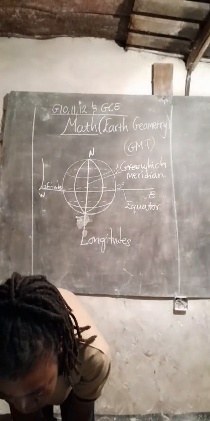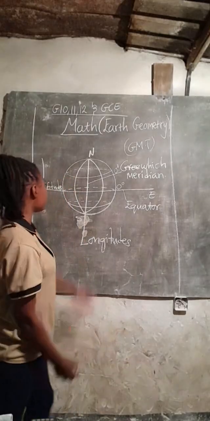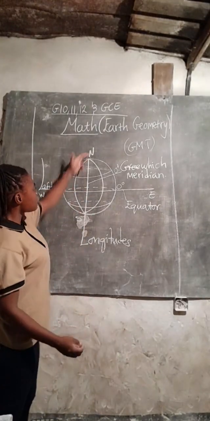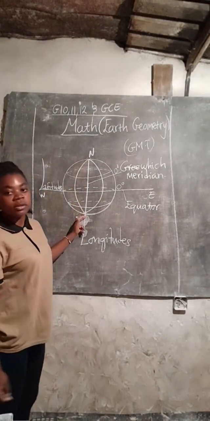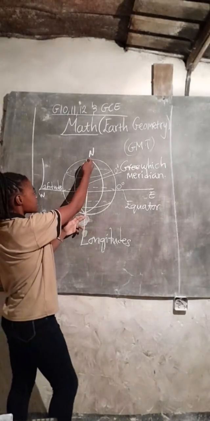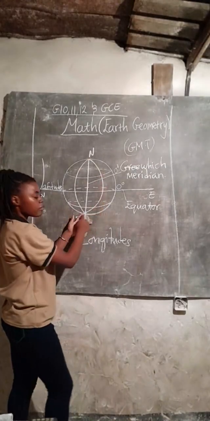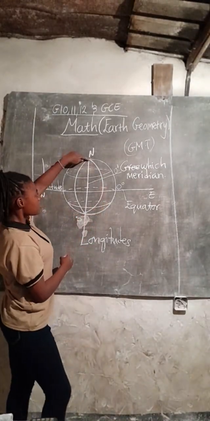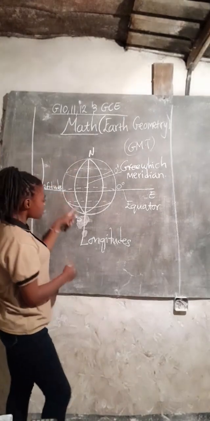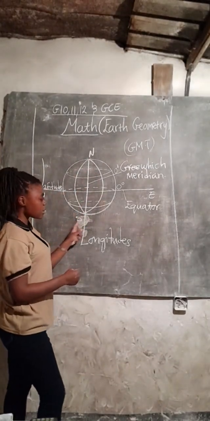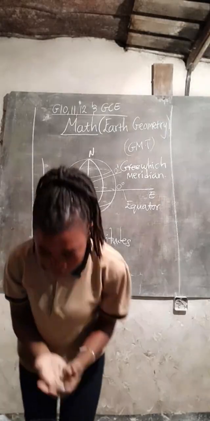Lines of longitude, we said these are lines that are running from north coming to south. So all the lines that run from north coming to south are called the lines of longitude. From north to south. So those are lines of longitude.